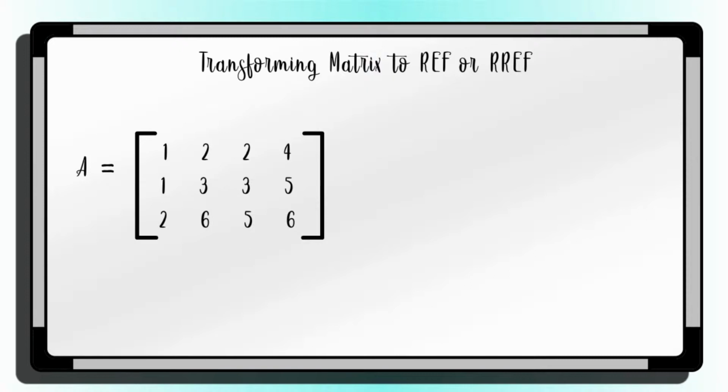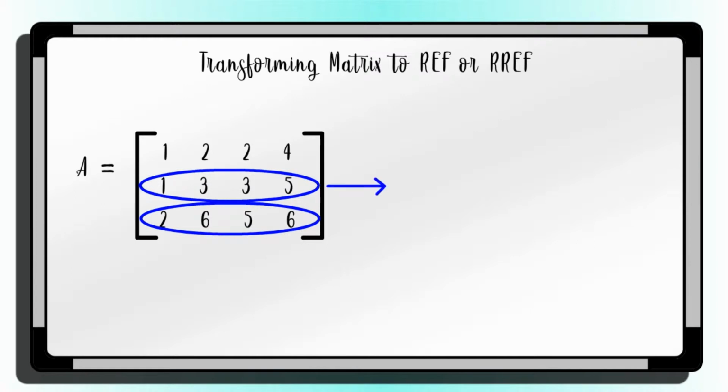Since the first non-zero entry of the first row is 1, we will make the lower rows' first entries 0. To do it, we will use the type 3 operation for the second and third row. First, we will multiply R1 by negative 1 and add to R2, then for the third row multiply R1 by negative 2, then add to R3.